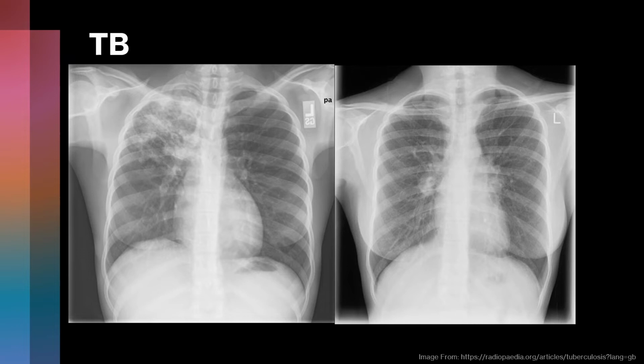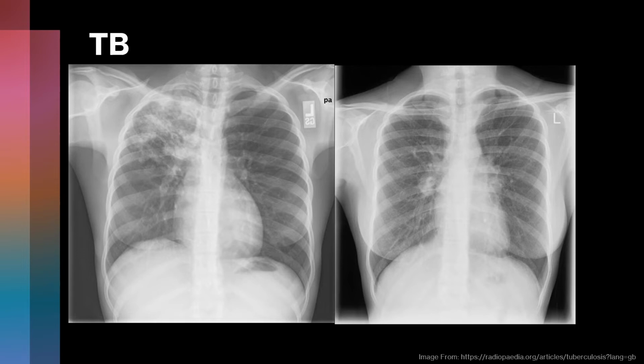You can also have a primary TB, which would show a patchy consolidation without cavitation, and this can progress into a caseating granuloma known as a Ghon complex. You can also see hilar lymphadenopathy and pleural effusions in this condition. And the right image shows a really good example of hilar lymphadenopathy around the borders of the heart.